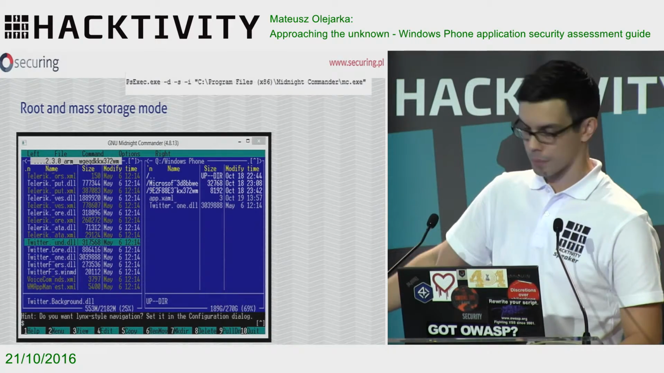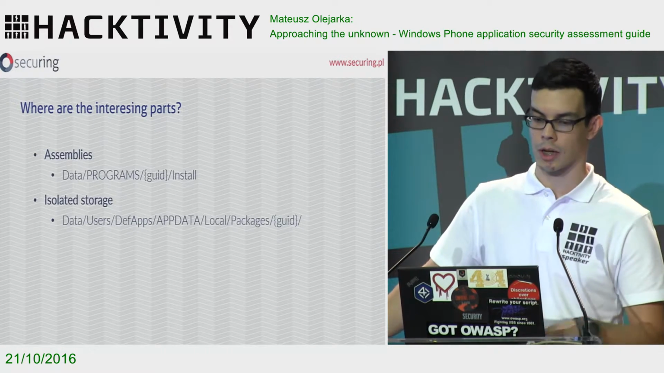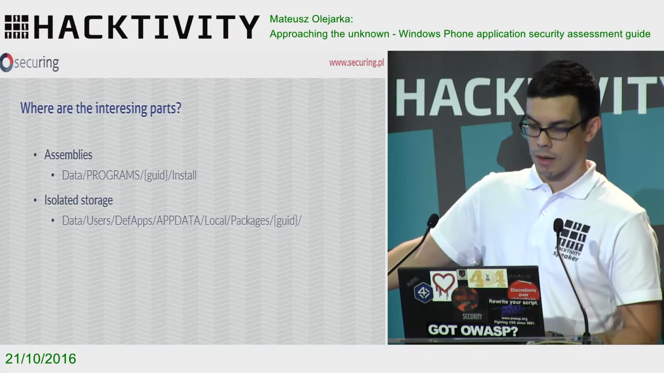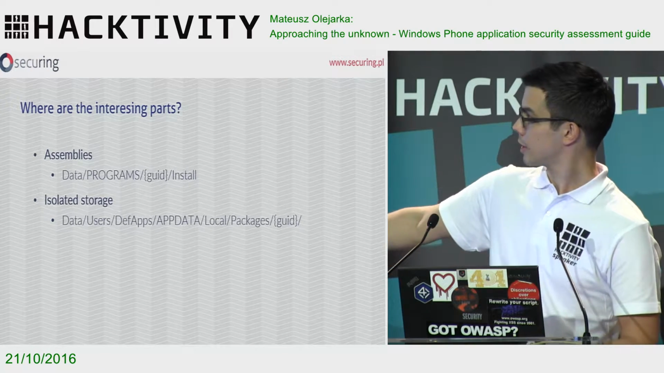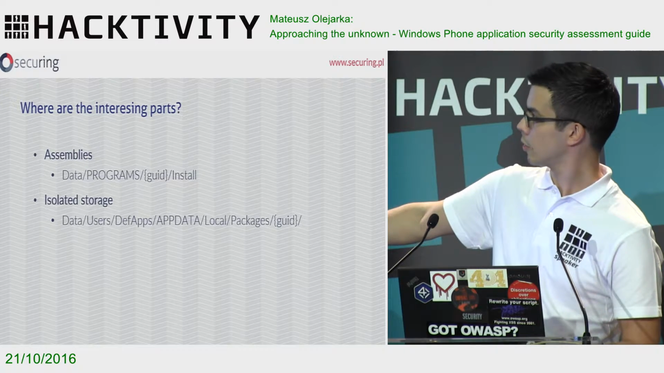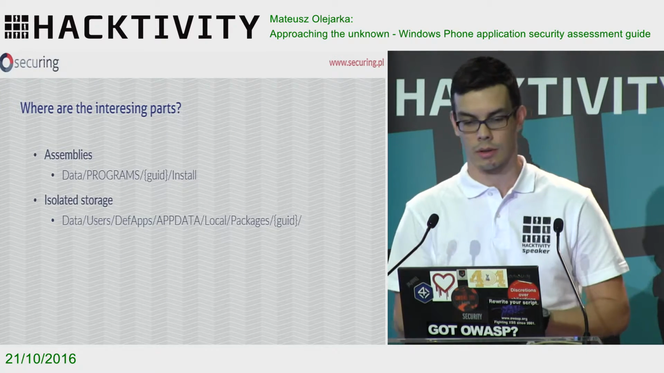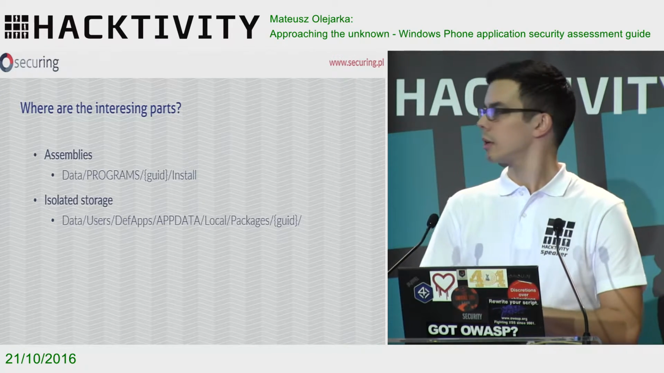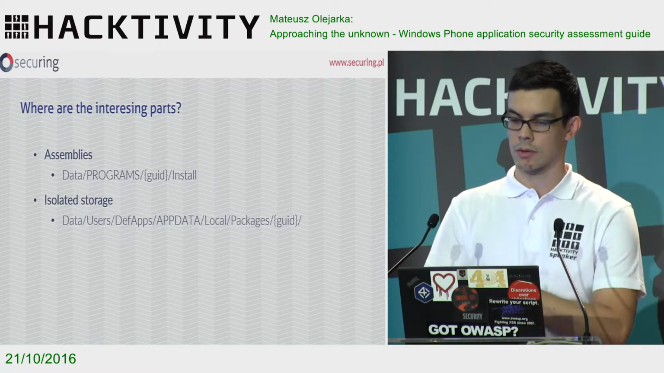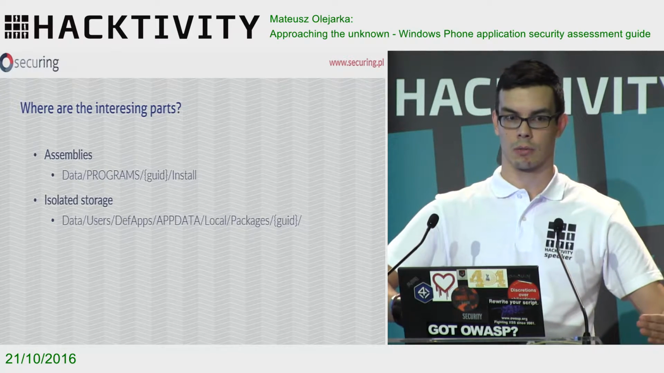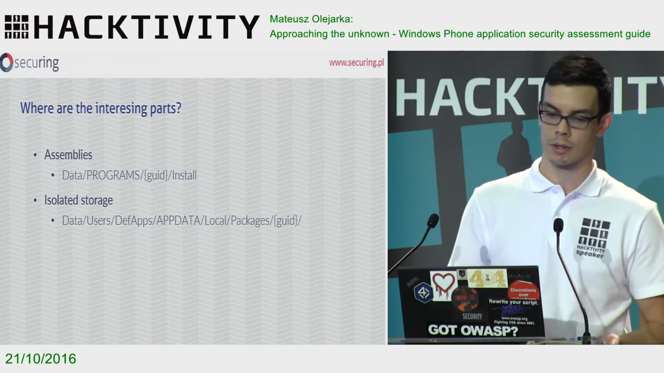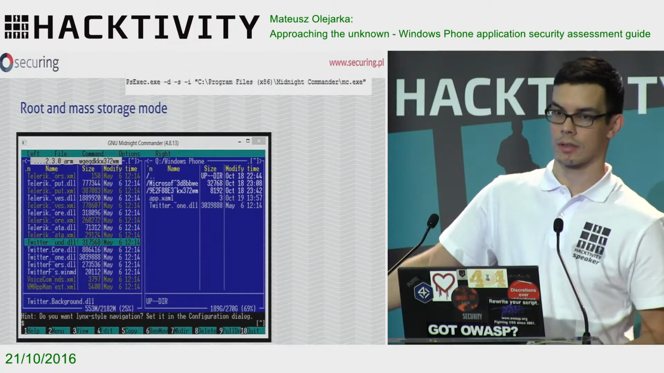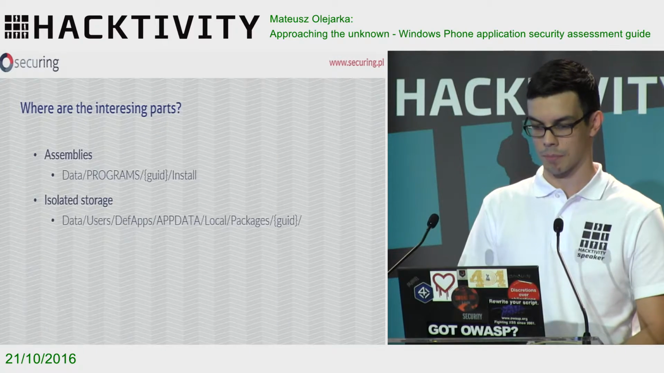When we navigate here in the assemblies, after the application was installed, the XAP file was unpacked, and application files are in data programs install. GUID is the installation GUID of the application. There is a file, I don't remember exactly where, which lists all applications installed with those GUIDs. But basically you can find it, for example, using the date modified time. You can easily find your application when you install it.